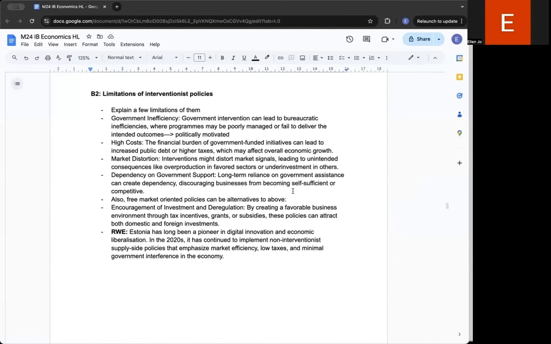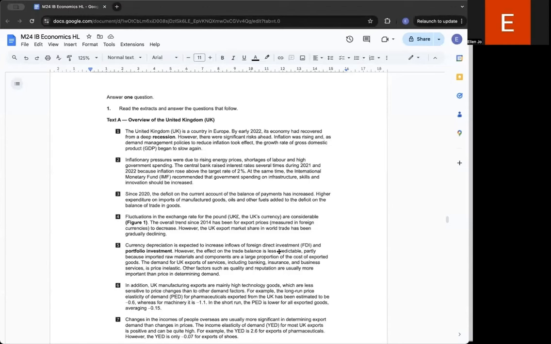All right, this is the end of the paper 1 review. Following is paper 2. Question 1 is about the country UK, and we've got multiple text and data to understand its economic state.